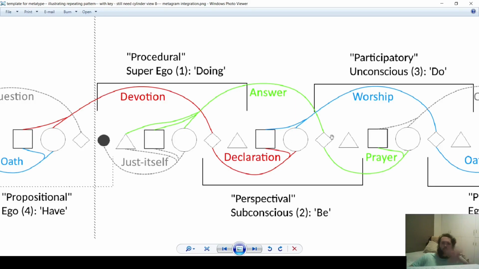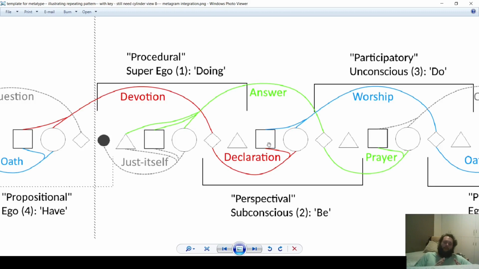So anyways, I'm just giving an example of how this would be read for a particular metatype. So dimension 7, 8, and 9 over here. I should have talked about the pyramid when I was on that screen.